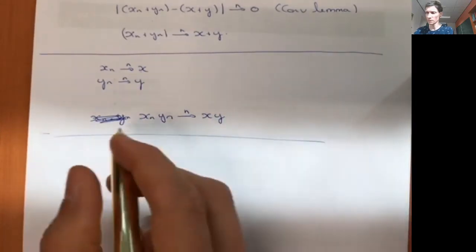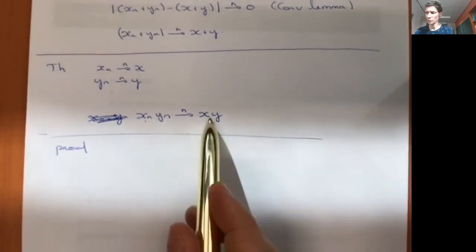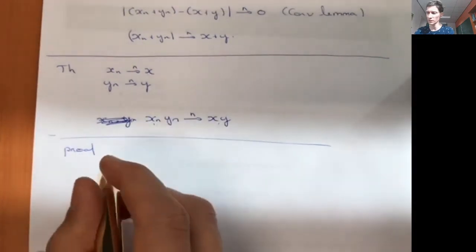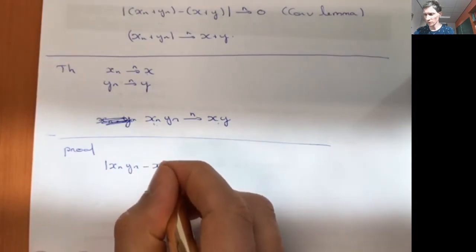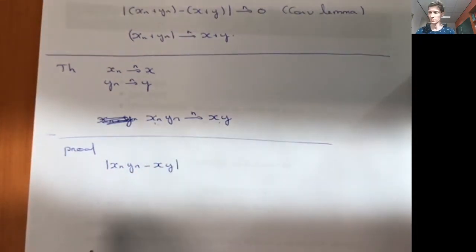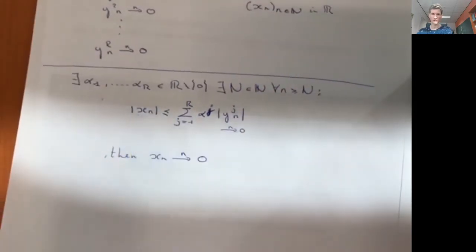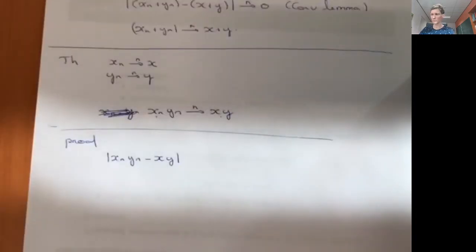So let's again prove this. In order to show that this goes to 0, we have to look at the absolute value of the difference between this and this, when n goes to infinity. So we can look at the term xnyn minus xy, and you have to show that this converges to 0, right? Which is the same as saying that xnyn converges to xy. And again, we're going to use the convergence lemma. So this here now is this, and you have to show that it's smaller than a sum of sequences, all of which converge to 0.